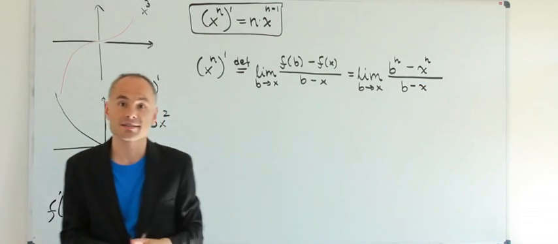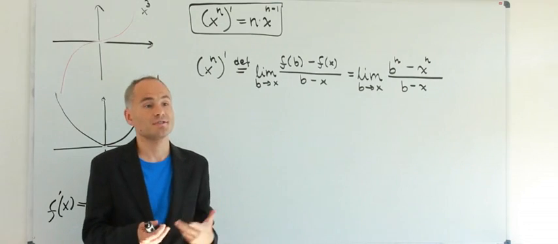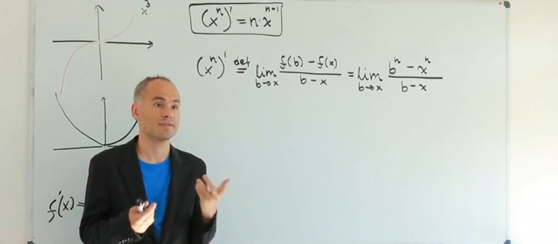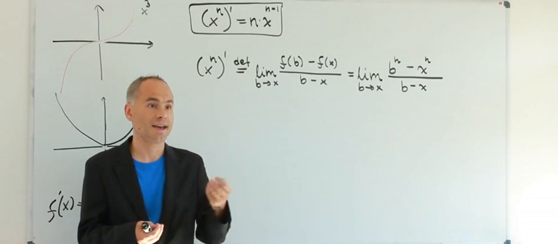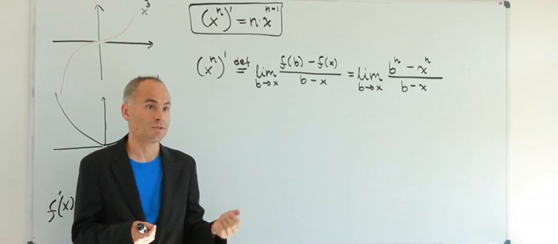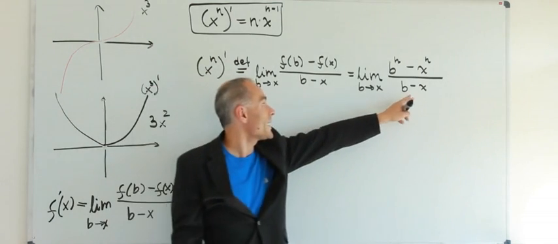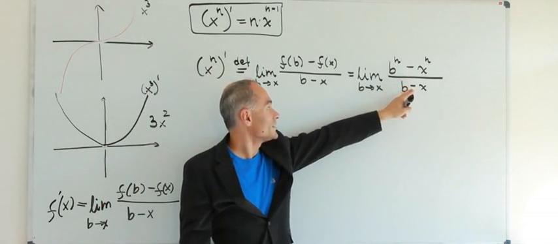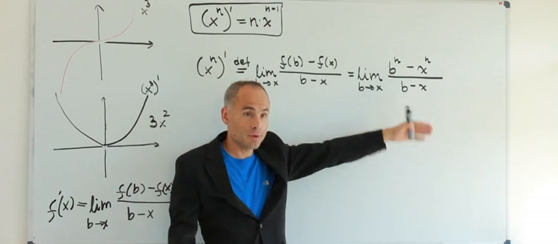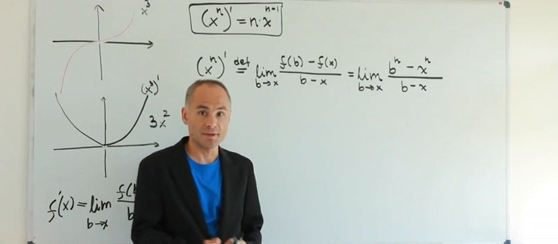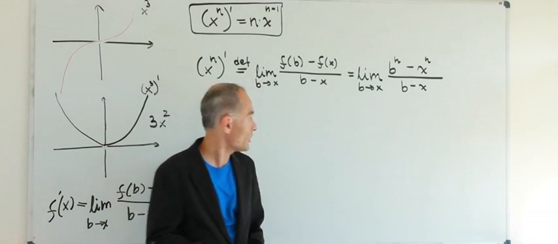And now, as in the previous lecture, I need to find a way to factor the numerator so that I can divide the numerator and the denominator by something that goes to 0. Because as it is, both the numerator and denominator go to 0, so I'm not able to solve this limit problem.